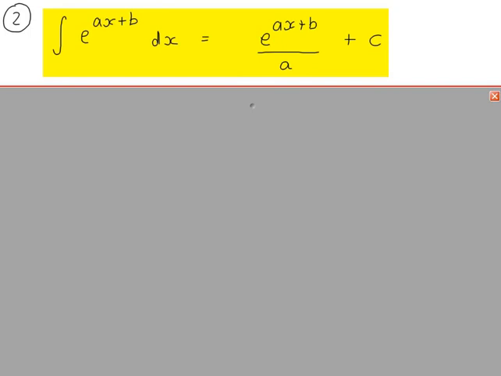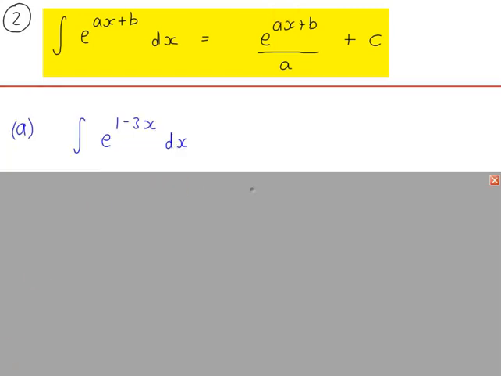Integrating exponential functions, again, e to the power of, and the power is a linear function of x. So you've got the same thing on this side, e to the power of ax plus b, but we're dividing by the coefficient of x. Okay, so integrating, it will give e to the power of 1 minus 3x. Again, I need to divide by the coefficient of x, which is -3, plus c.